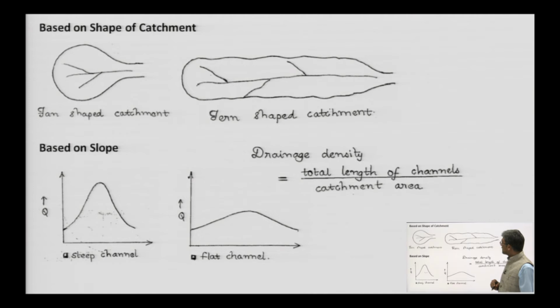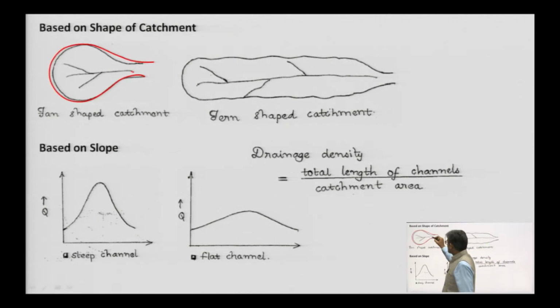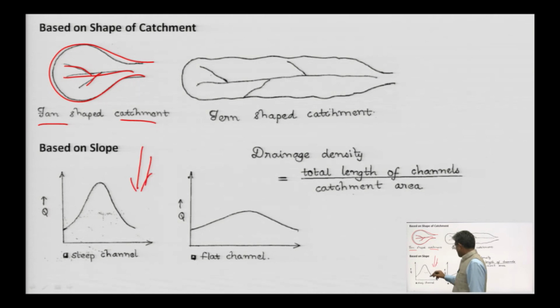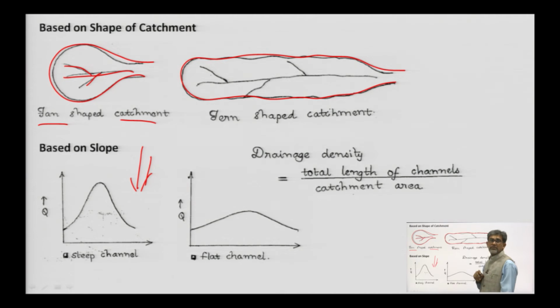Other factors on which the hydrograph depends is the shape of the catchment. If the shape is like this, a fan shaped catchment, then we will get this type of steeper hydrograph. If our catchment is in this shape, then we will get this flatter type of hydrograph.